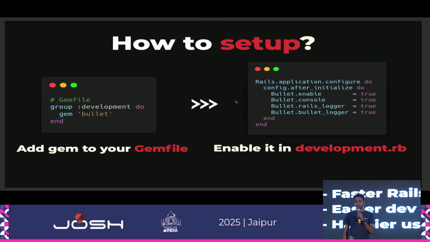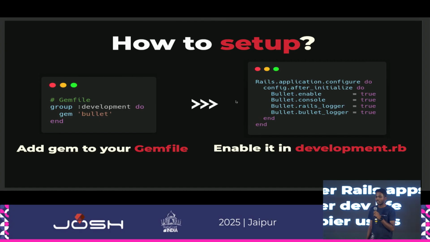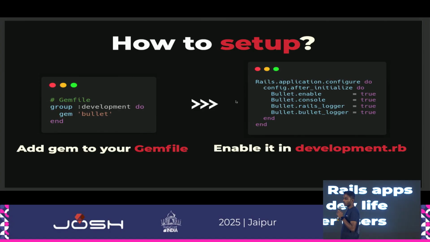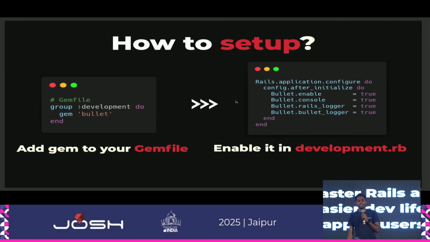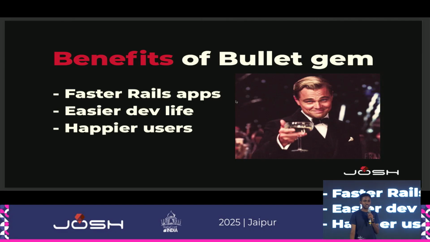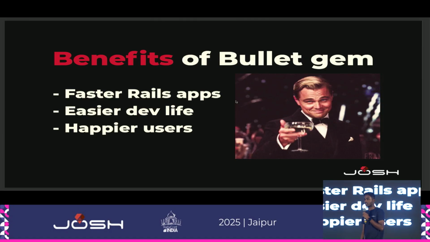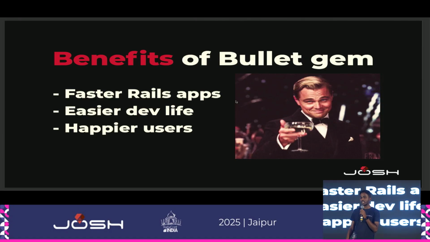So the benefits of the bullet gem are we get a faster Rails app, and it gets easier for a developer to build the app and deliver a faster Rails app. And also we get happier users, and if users are happy, developers are also happy. So that's about n+1 queries.